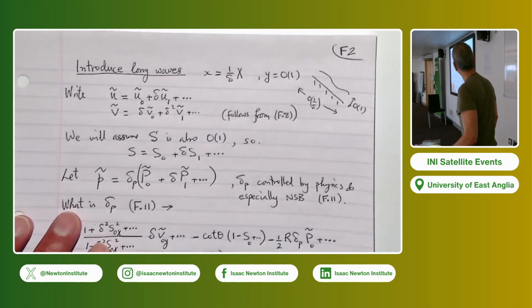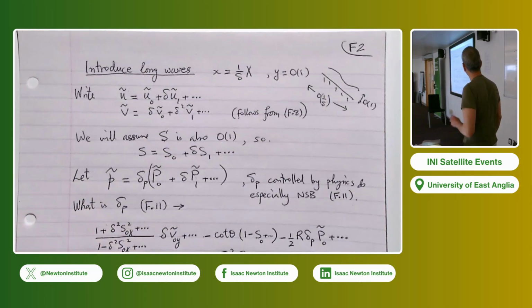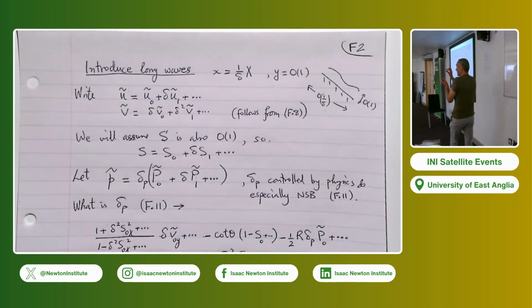let me do exactly what I did for the electric field, but now I'm working in this thin layer, right, that is very long, 1 over delta times big X, but it's of order 1. So here's a picture, order 1 over delta. And then what I need to do is an expansion in powers of delta, okay?